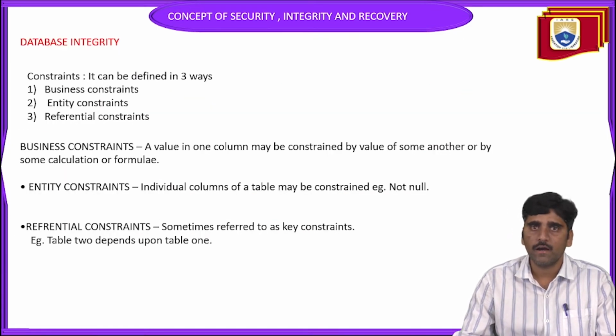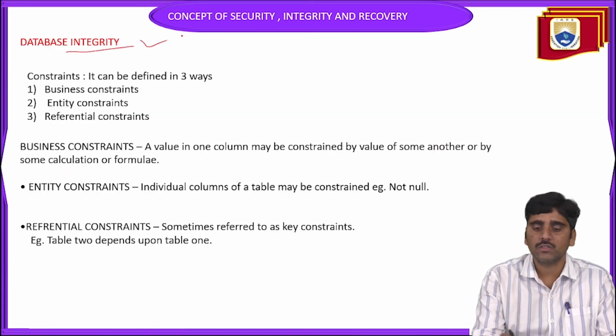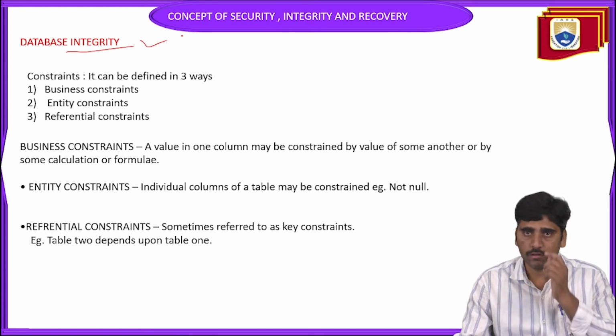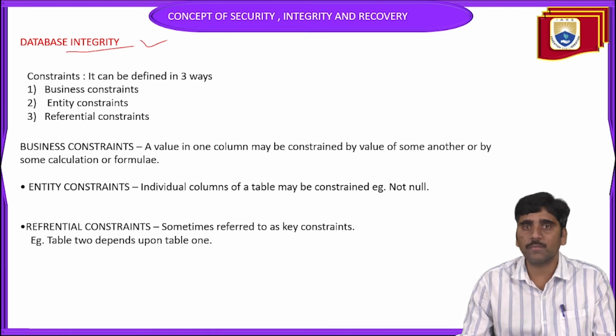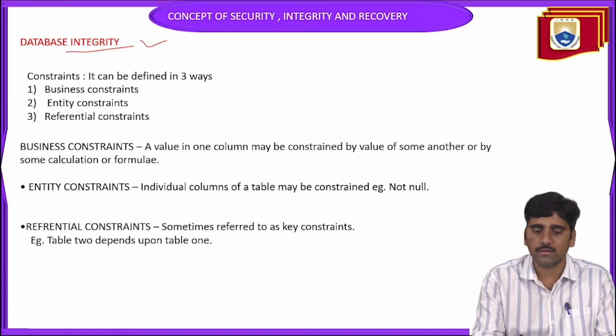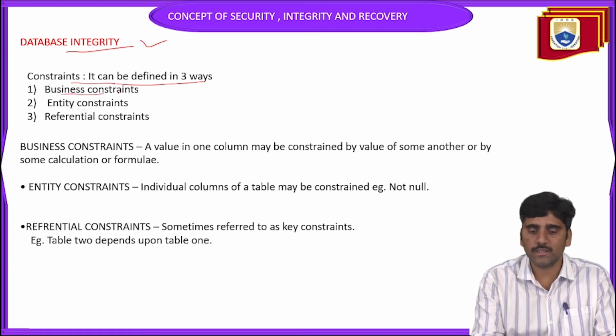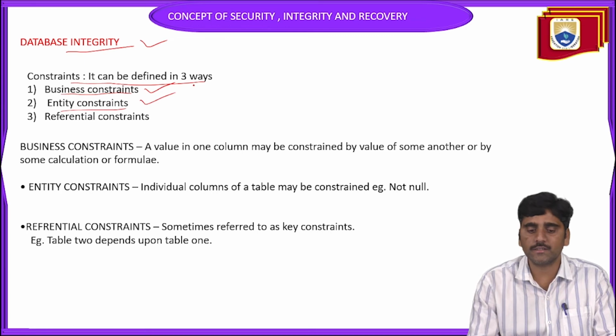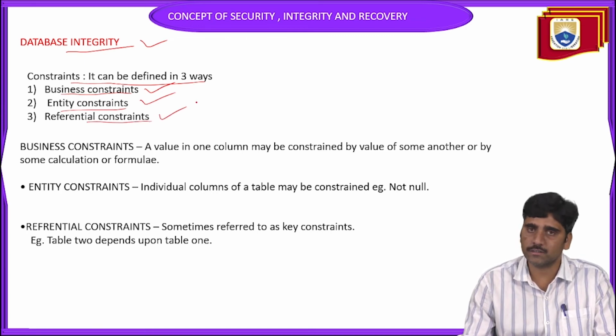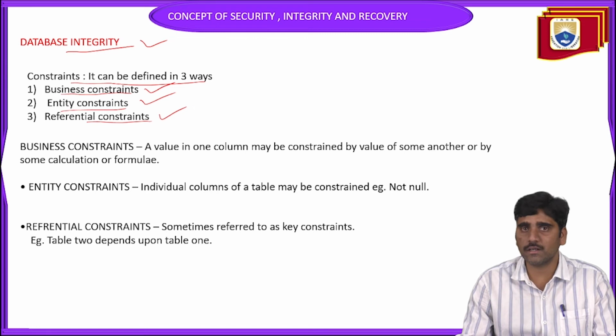Next one, database integrity. How do we apply integrity from different perspectives? Integrity is about having permissions and the accuracy of the data. So how are we going to apply integrity constraints? There are three kinds of constraints: business constraints, entity constraints, and referential constraints.